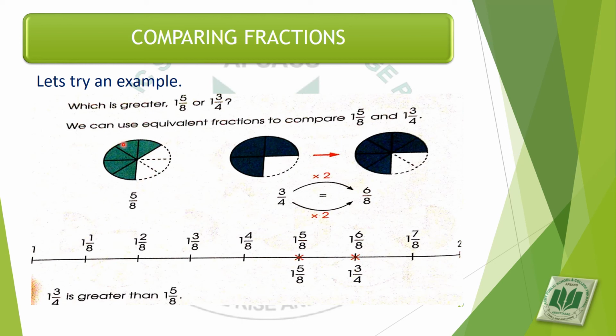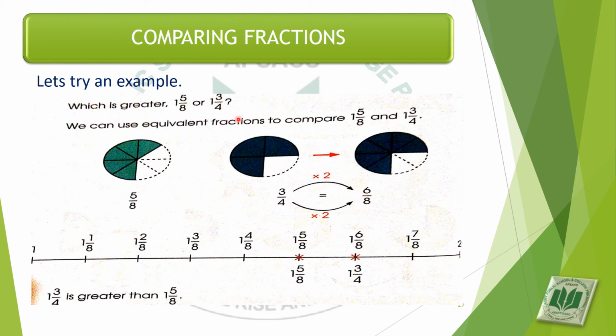Now here this is 5 by 8. You can see here that we have divided this shape into 8 equal parts. Out of these 8, 5 are shaded. Our second fraction is 3 by 4. That is, this shape has been divided into 4 equal parts and out of these 4, 3 are shaded.